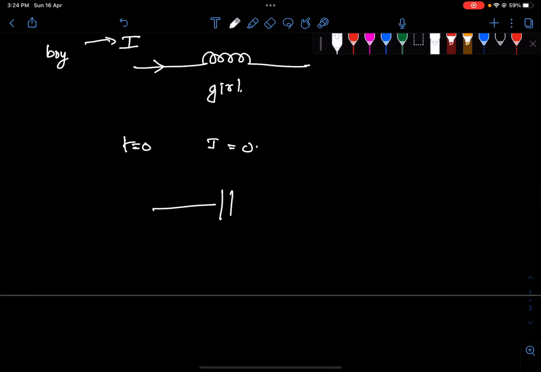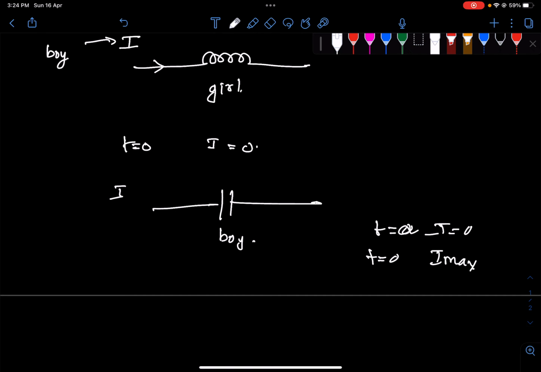Similarly, the capacitor is just the opposite. Here it is a boy and the current is a girl. The capacitor will initially charge fully. It is like a drunkard, charging and discharging. Initially all the current will be bypassed. Later, upon charging fully, it will say enough. At t equal to infinity, the current will be 0. At t equal to 0, there is maximum current, but later the current will reduce. That is the behavior of the capacitor.